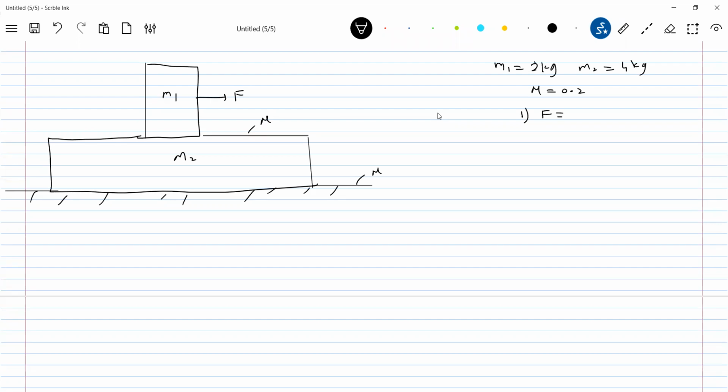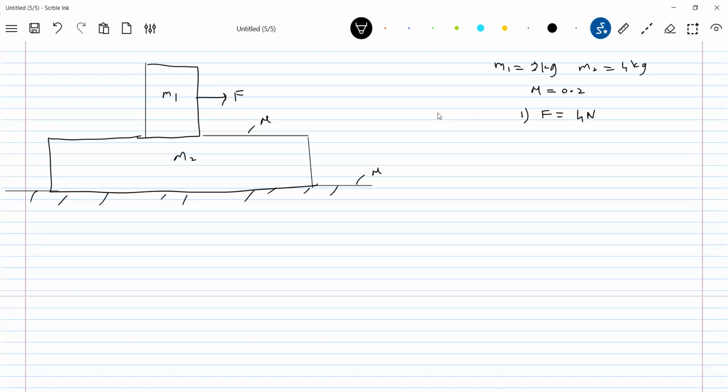The first case, I applied a force of 4 Newton. We'll discuss all the cases. I'm going to vary the force acting on the block M1. The mass of the blocks and mu are given. Now what is the question? Find the acceleration of the block and the friction at both the surfaces for various values of F. The first case is 4 Newton.